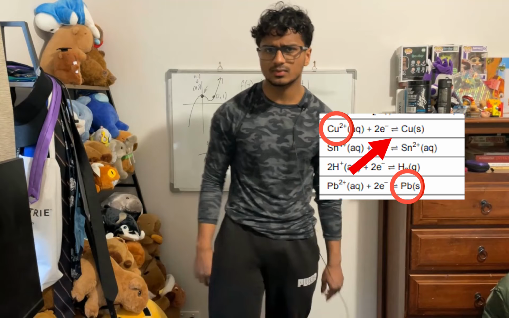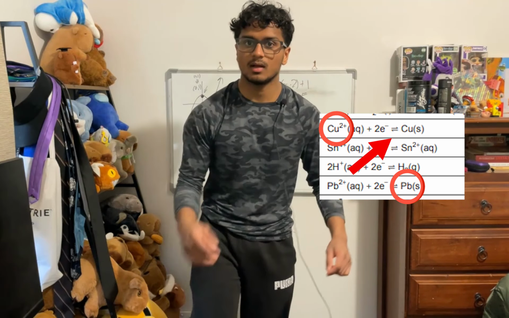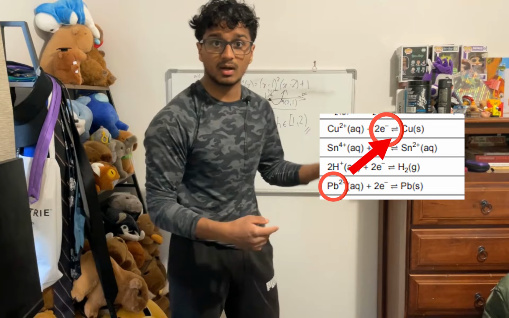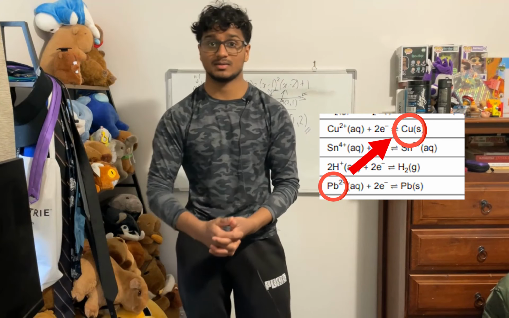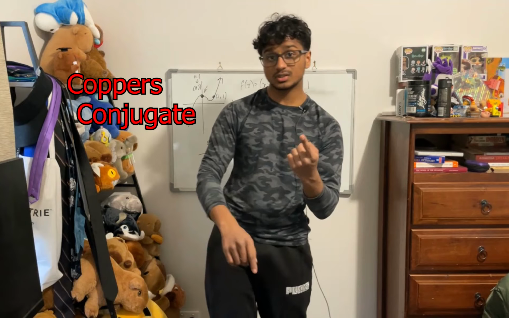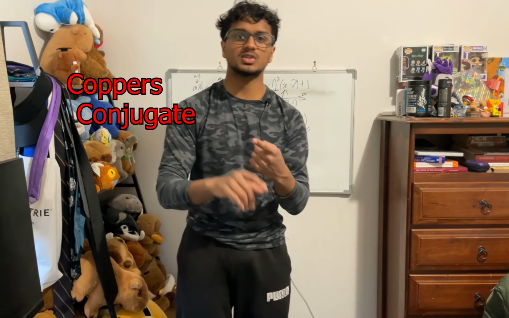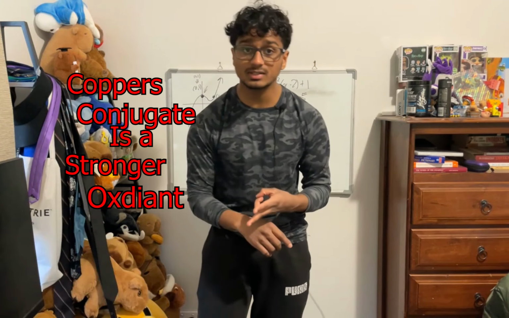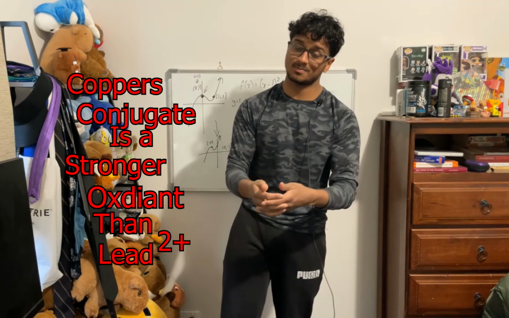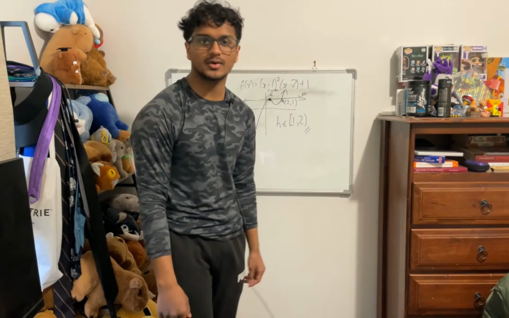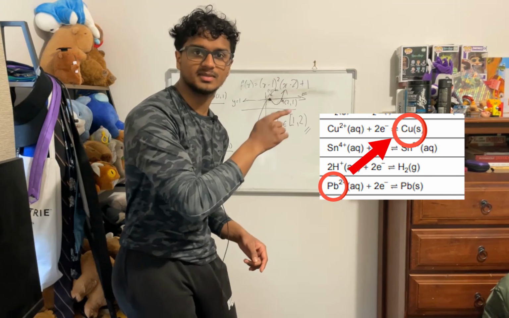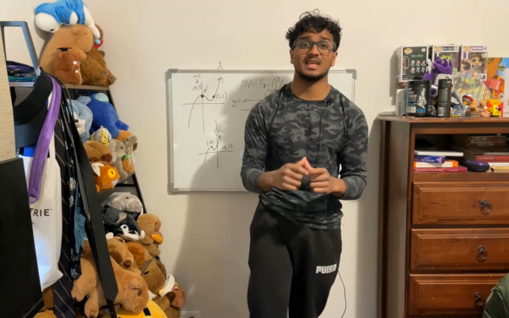However, a non-spontaneous reaction could be between lead ions and copper. Now, this wouldn't actually occur because here, copper's conjugate is a stronger oxidant than lead 2+. So the idea that I'm trying to get across is this positive gradient that happens for non-spontaneous reactions, and that's the main thing that we deal with in electrolysis, is that positive gradient.